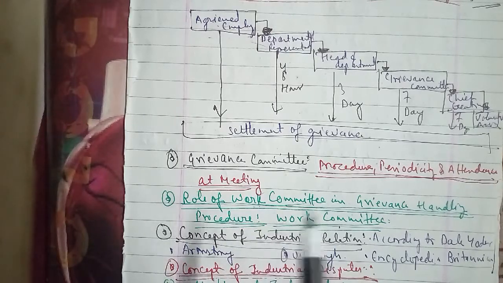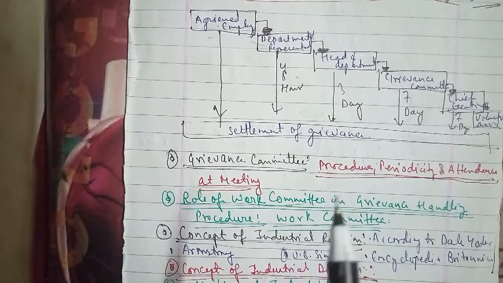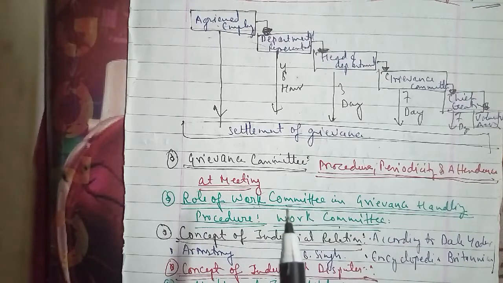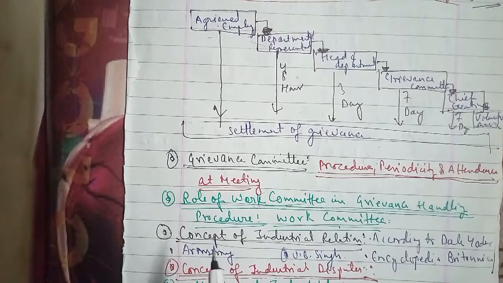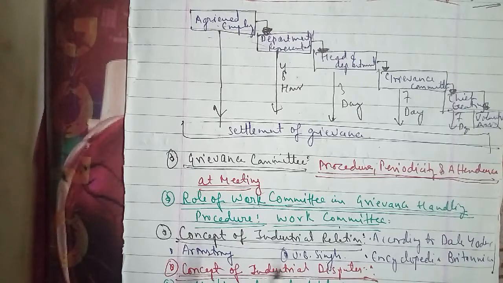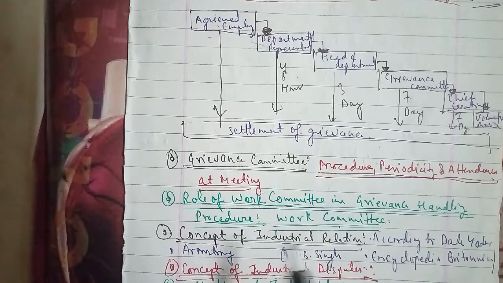The definition of industrial dispute, as per Section 2(k) of the Industrial Disputes Act 1947: industrial dispute means any dispute or difference between employers and employers, between employers and workmen, and between workmen and workmen, which is connected with the employment or non-employment, or the terms of employment, or with the conditions of labor of any person.